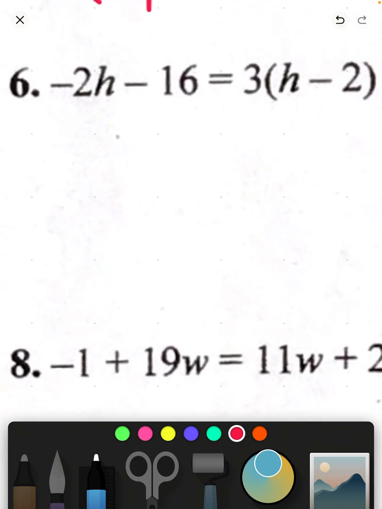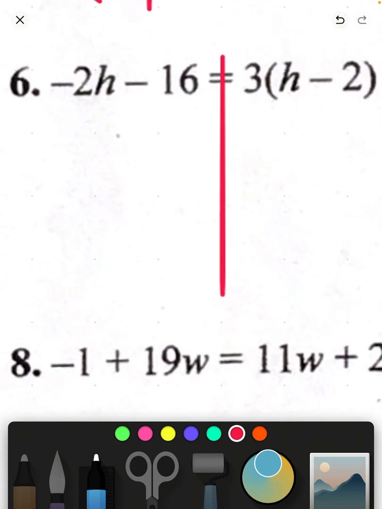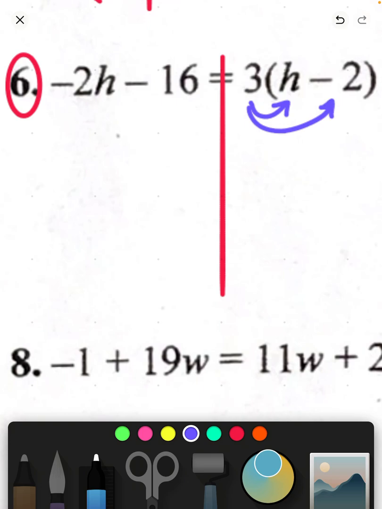All right, now here's a fun one. Number 6. We have negative 2h minus 16 equals, and then we got a distributive property here, right? 3 times everything that's inside the parentheses. So that's 3h. And again, minus 3 times 2, which is a minus 6, not just a minus 2. Okay, keep that in mind when you're doing distributive property. Multiply what's outside by each term on the inside. So I got negative 2h minus 16.